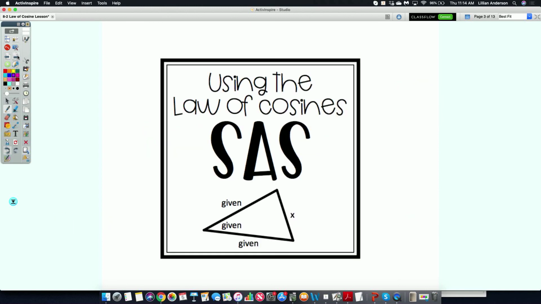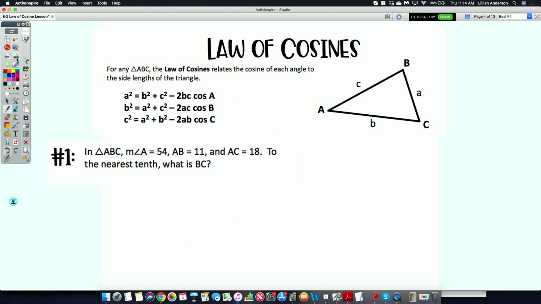So using side, angle, side, law of cosines, okay? You're given two sides, an included angle. The first thing, or the easiest thing to find would be the side across from the angle that you're given. So you have the formulas for the law of cosines already in your foldable.